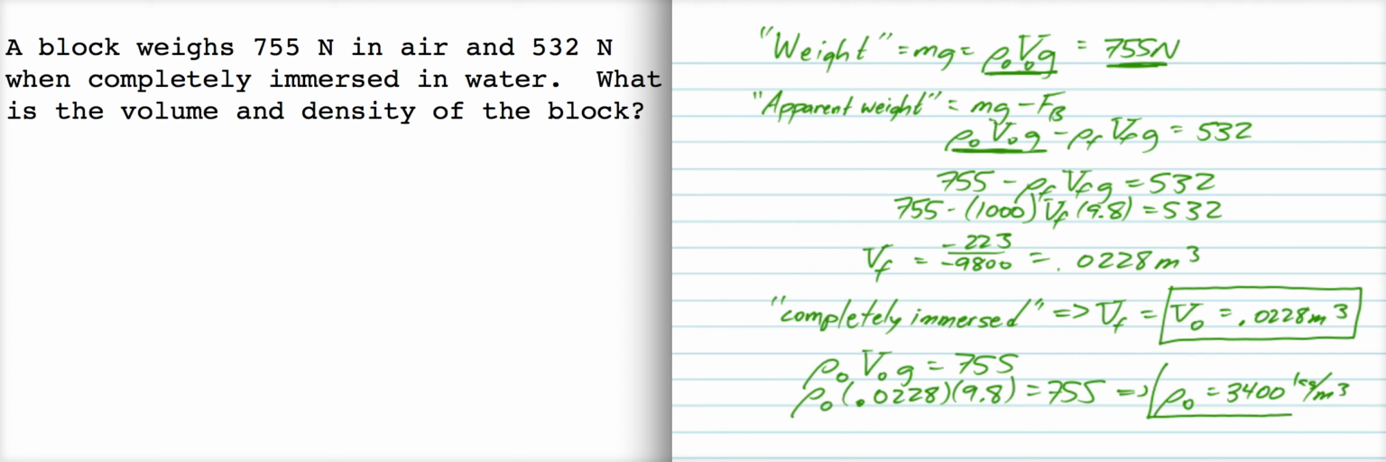Now that makes sense because I would expect that when the object is immersed in water, if it still has a weight, then that means it would sink. So I would expect that the density would be greater than the density of water, so 3,400 makes sense.